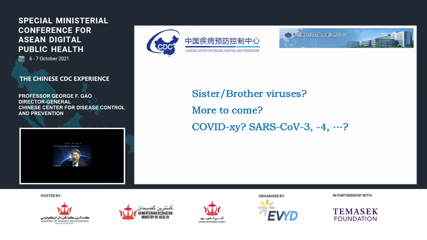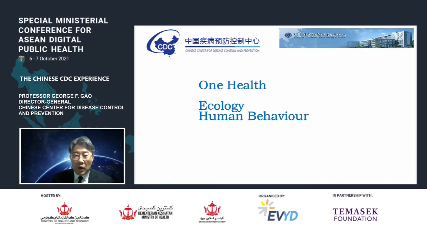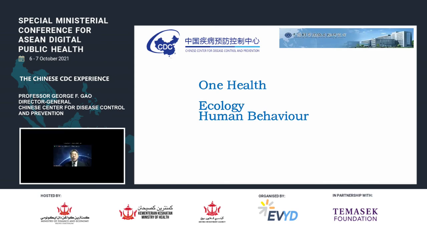So by the end, what we should do for sustainable development in the whole world, also for resilience, is work together for One Health, do the best for the ecology, and also for human beings. We should behave ourselves, try to protect against climate change, protect our ecology, and protect our society. So we need to work together.